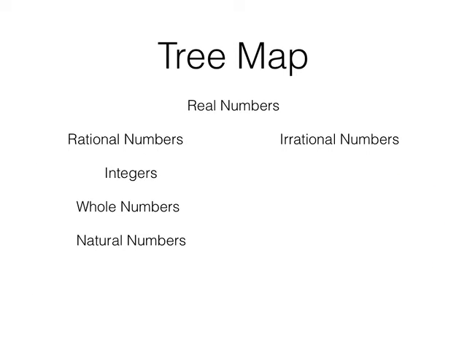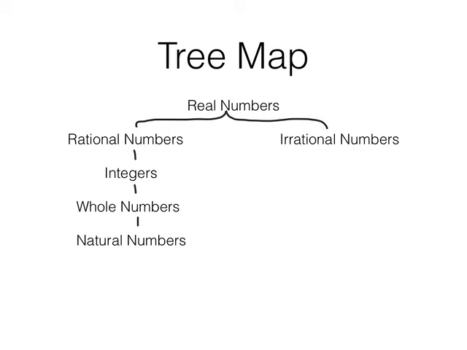Here we have a tree map, and a tree map is another way for us to show these relationships. The real number category splits into two parts: rational and irrational. And then under rational, you get your more specific categories going down.